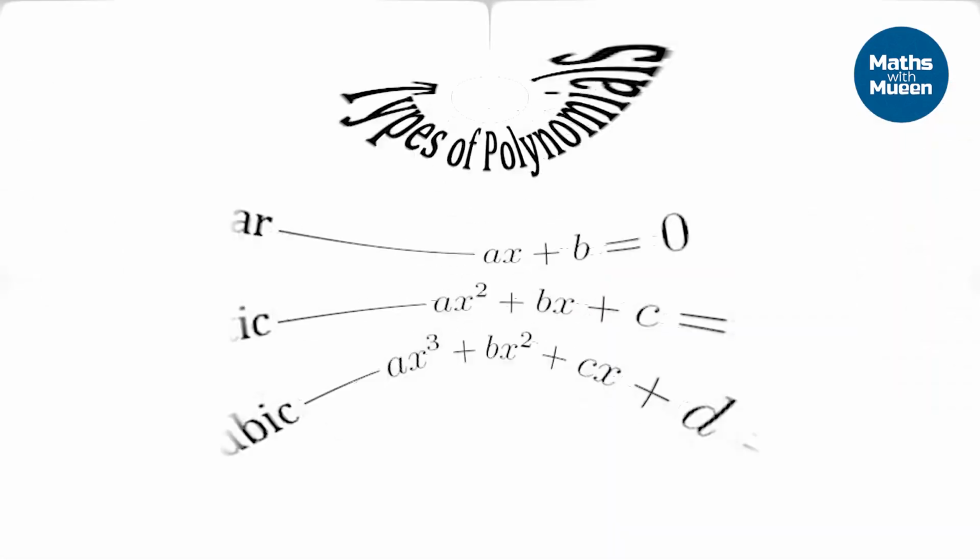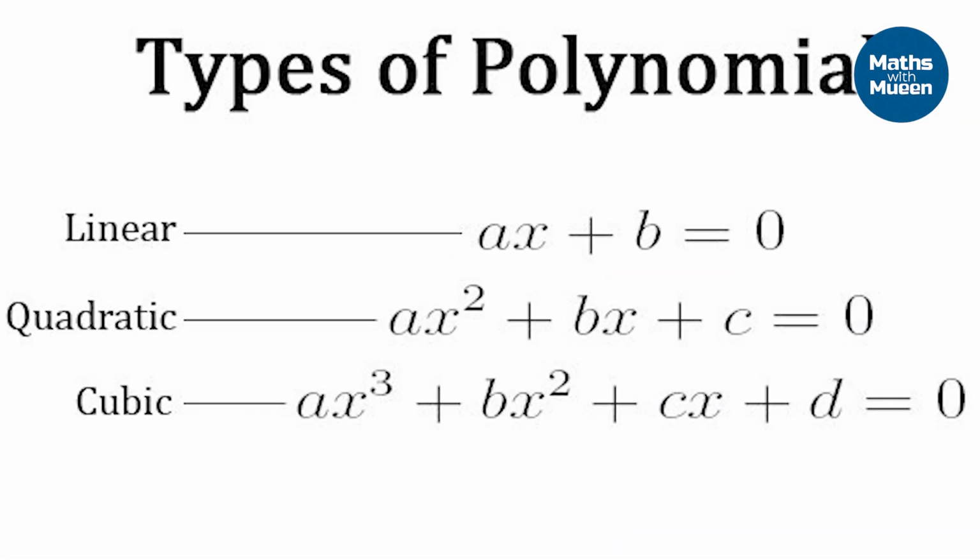The standard form of the cubic polynomial is ax cube plus bx square plus cx plus d is equal to 0, and the quadratic polynomial is ax square plus bx plus c is equal to 0, and the linear polynomial is ax plus b is equal to 0. These are the three standard forms of the types of polynomials. Okay, so let us go to the exercise 2.1.